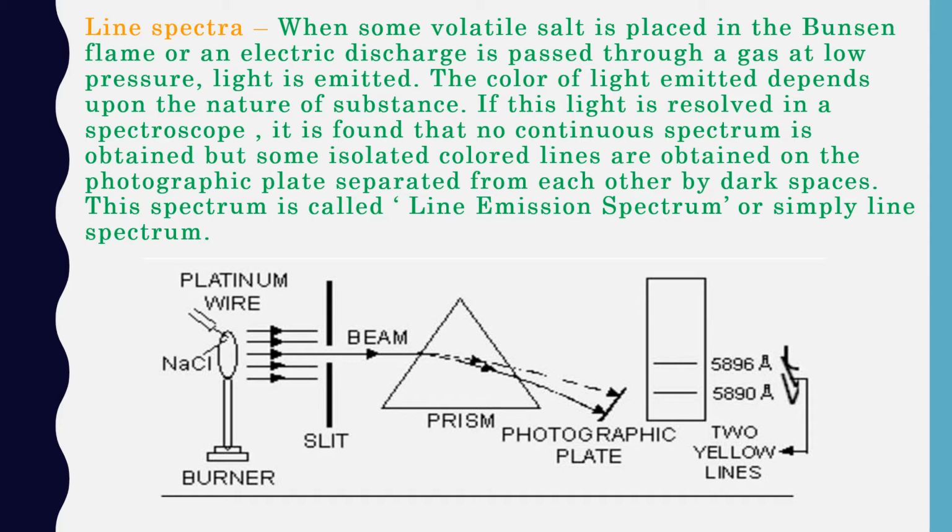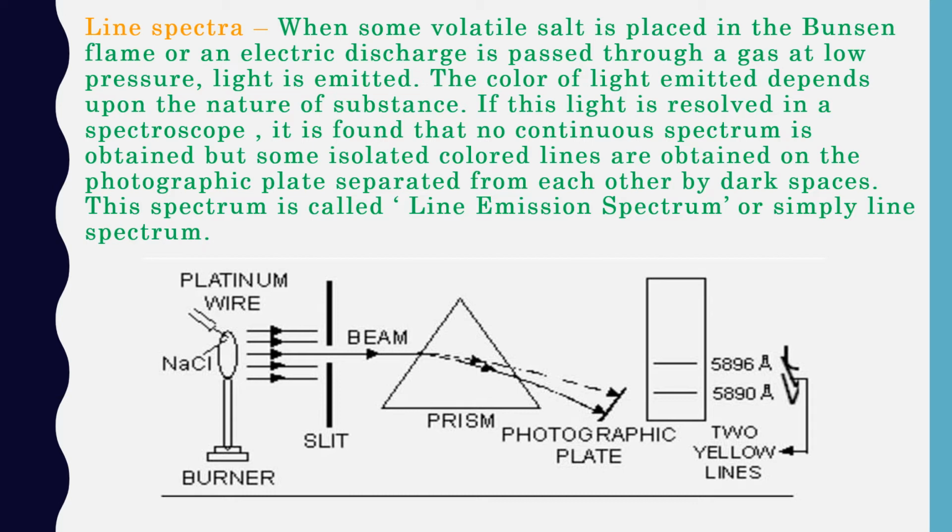Further we can say that each element gives its own characteristic spectrum, differing from those of all other elements. For example, sodium always gives two yellow lines corresponding to wavelengths of 5890 angstrom and 5896 angstrom. Hence the spectra of the elements are described as their fingerprints, different from each other, like the fingerprints of human beings.